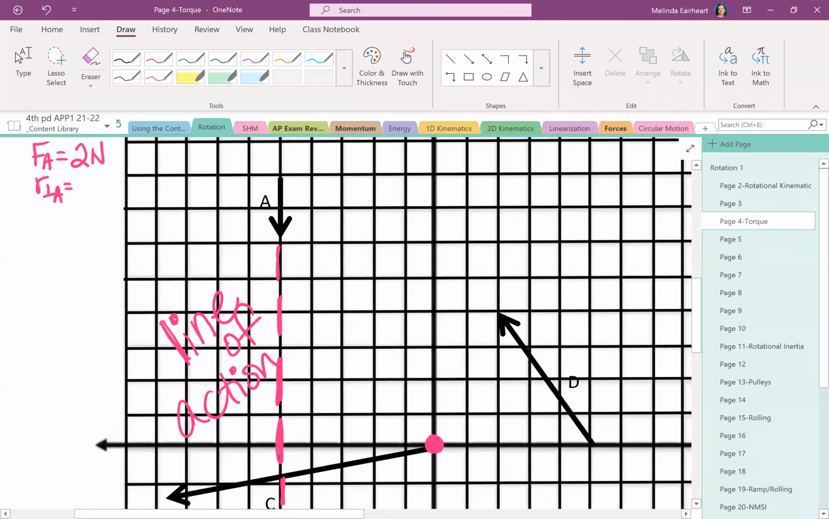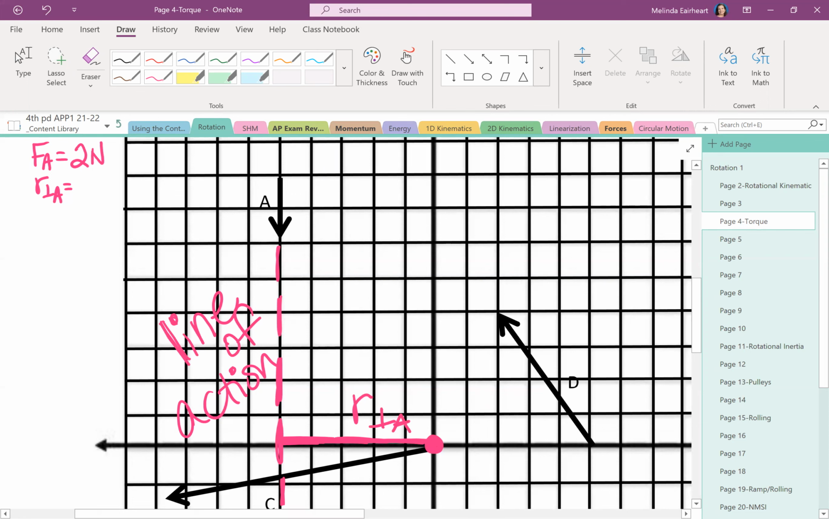Now, can we identify for this vertical force the perpendicular distance from the axis to the line of action? Do you see it? It's a vertical force, so the lever arm has to be what's perpendicular to vertical? Horizontal, from the axis of rotation to the line of action. And so I'm connecting that origin point to the line of force. This is your perpendicular lever arm for vector A.